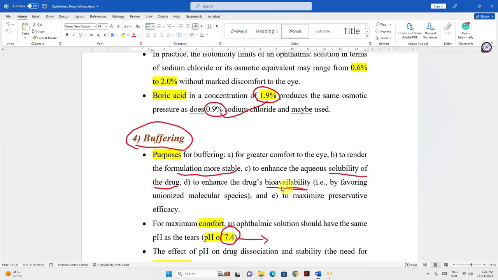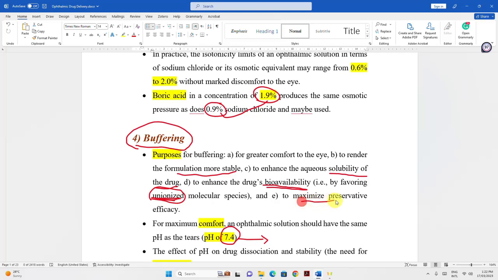The bioavailability, the absorption of the drug through the epithelium of the cornea. The bioavailability will be affected by the pH. The pH that favors the drug to be in the unionized form will allow for better bioavailability. Again, the pH that I adjust so that the drug is mainly available in the unionized form, because for the drug to solubilize, usually it dissociates, it ionizes. Now for the drug to be highly bioavailable, I needed to have more of the unionized form as much as the formulation will allow.